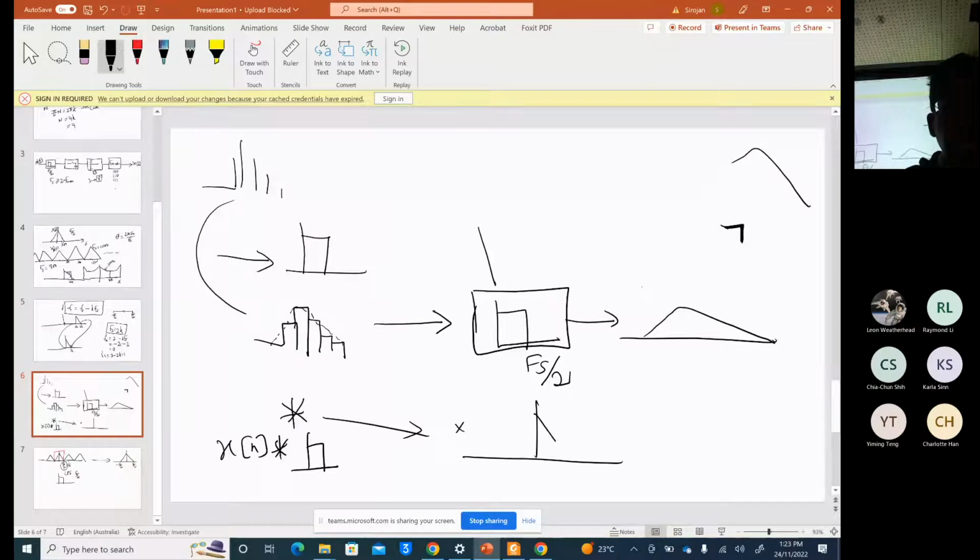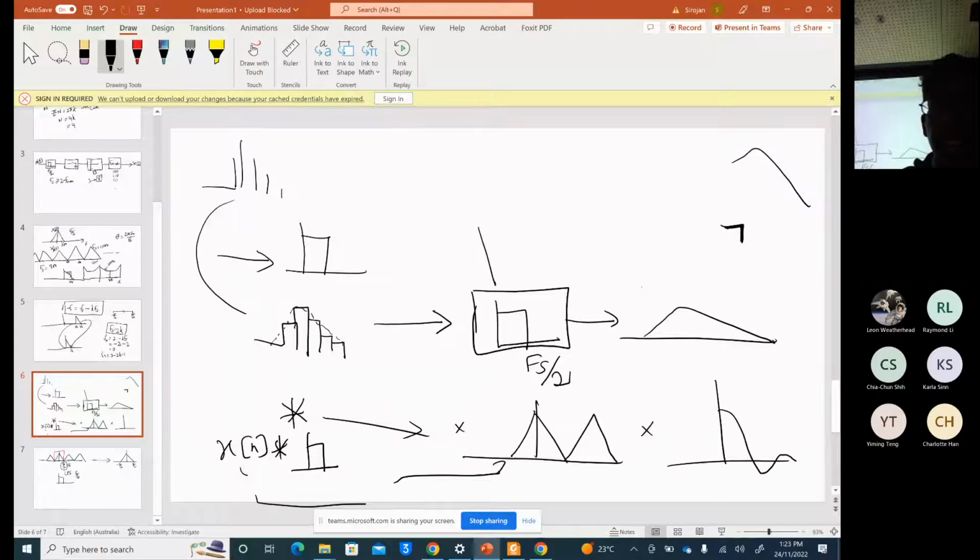In the frequency domain, you have this signal multiplied by the frequency response of this one. And the frequency response of a pulse signal is, what is it? It is the sinc function. So you multiply these two.